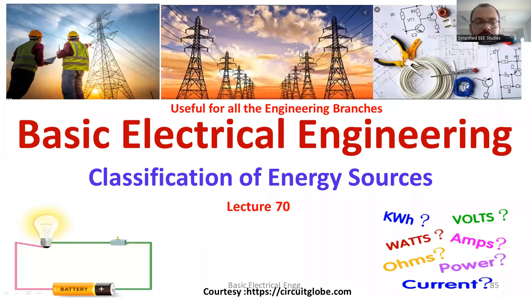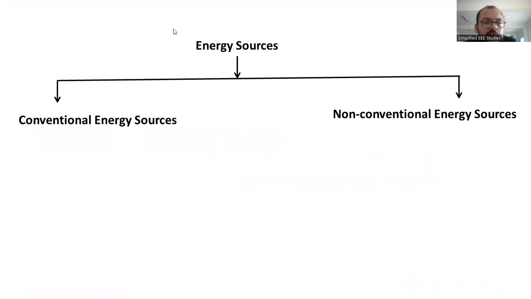Dear all, in this video, I am going to discuss the classification of energy sources. Energy sources can be classified into two. The first one is known as conventional energy sources. The second type of classification is known as non-conventional energy sources.